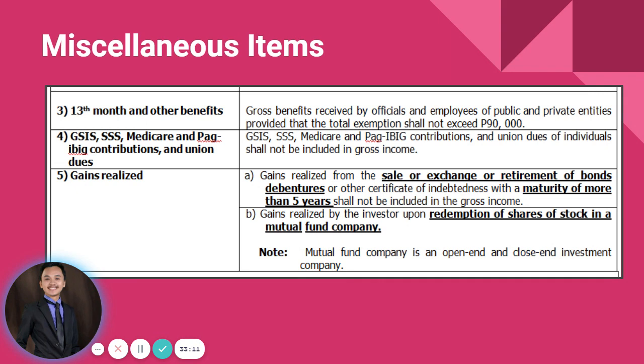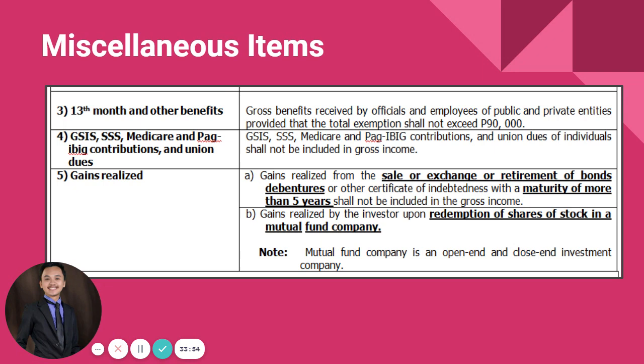Another is your GSIS, SSS, Medicare, GSIS, SSS, PhilHealth. Guys, this is PhilHealth. Medicare is PhilHealth. And pag-ibig contributions and your union dues. Okay, sorry guys, this Medicare should be PhilHealth, ha? GSIS, SSS, PhilHealth, and other pag-ibig contributions and your union dues of individuals shall not also be forming part of your total gross income. So that is why when we compute for the taxable compensation income of a taxpayer, we deduct these contributions because these are non-taxable.